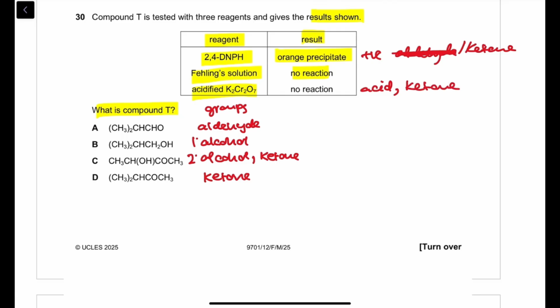So if we take a look at our options, it's definitely not A because there's no aldehyde present. It's not B because an alcohol would cause acidified potassium dichromate to turn green. And it's not C either because the secondary alcohol would do the same thing. So the answer must be D.